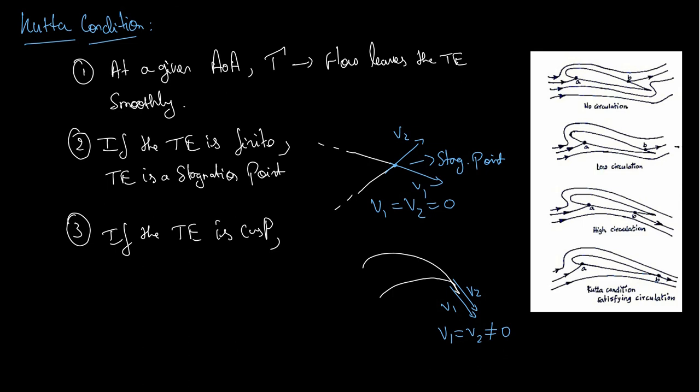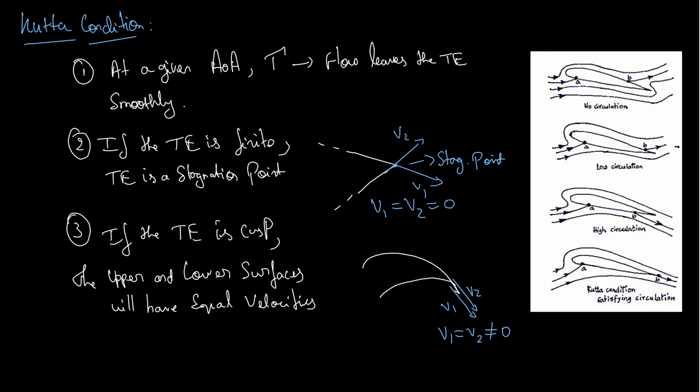And that is the third condition that says that the upper and lower surfaces will have equal velocities at the trailing edge. These are not the exact statements, but this conveys the idea at the trailing edge.